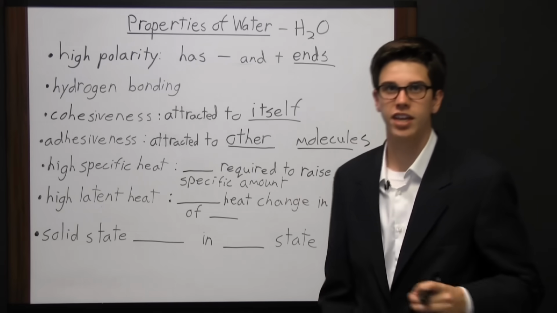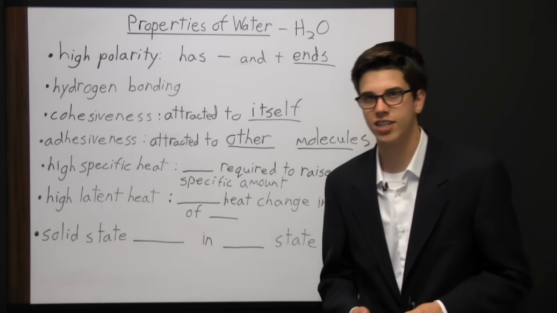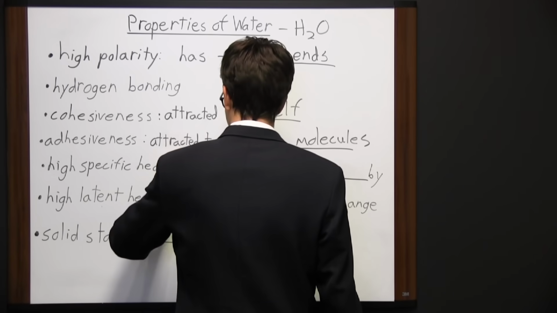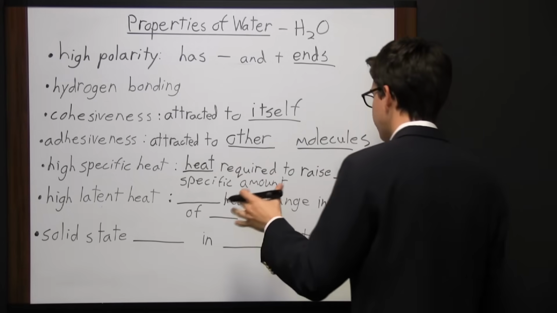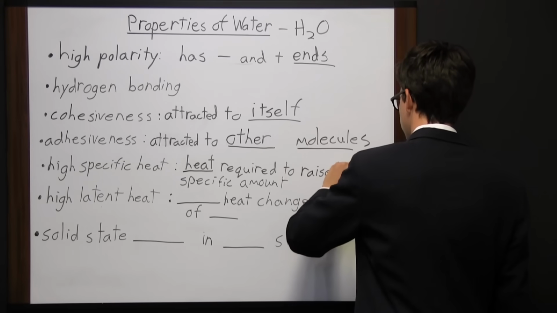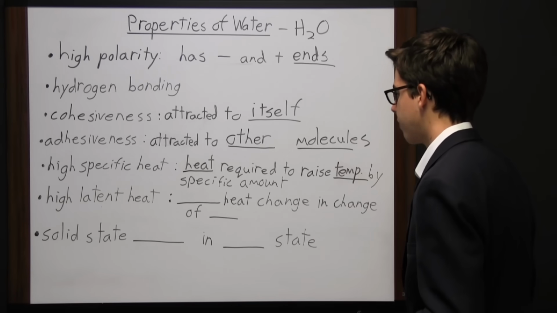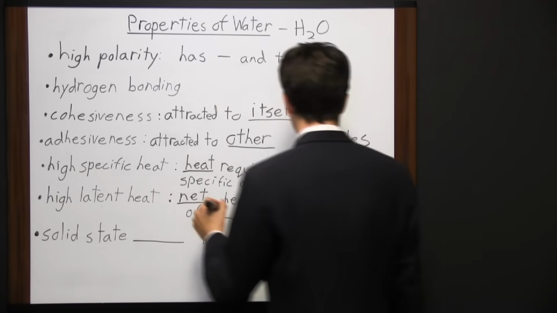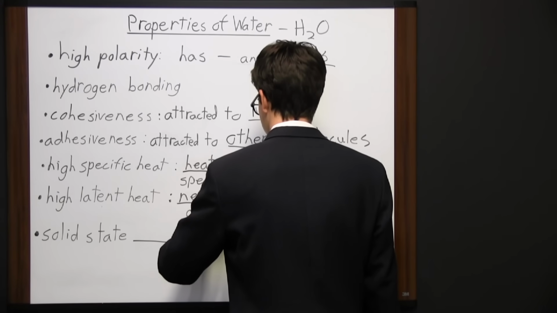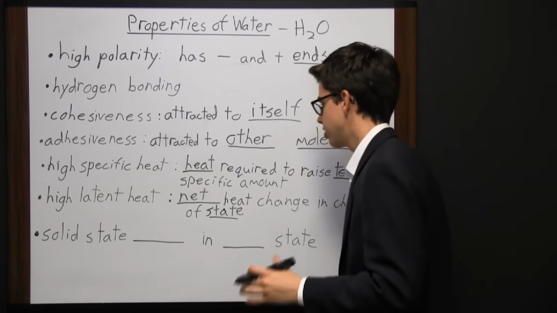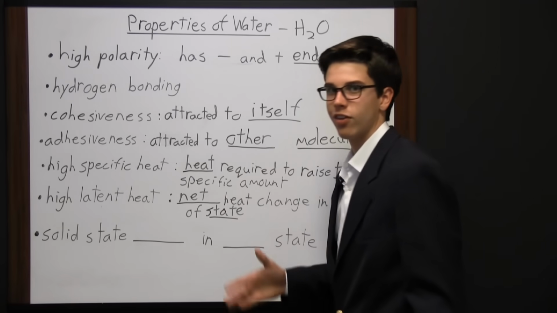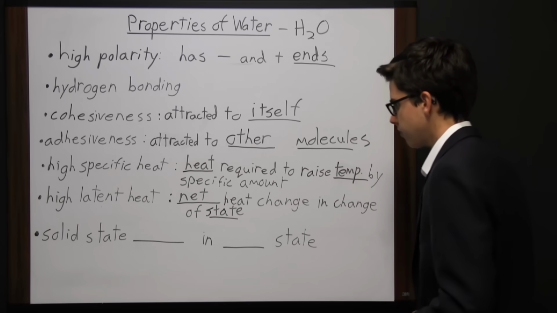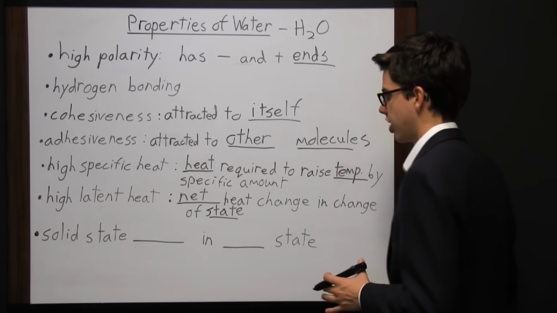Water has a high specific heat, which means it resists the breaking of its hydrogen bonds and resists heat and motion. So specific heat means that a large amount of heat is required to raise temperature by a specific amount. This also goes along with high latent heat, which is the net heat change in change of state. So basically when water changes from one state to another, a lot of heat is either absorbed or put off. And so net heat change means how much heat was absorbed or exerted to do this change of state.